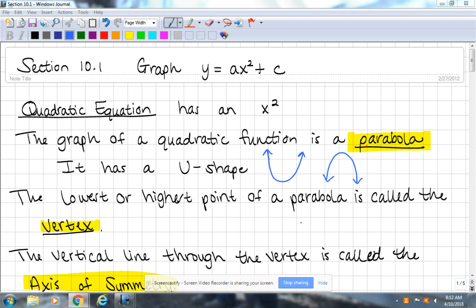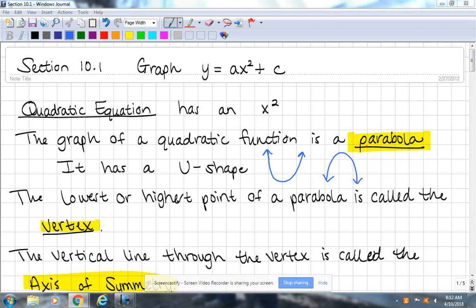This deals with quadratics, and a quadratic equation is an equation where the highest exponent is an x squared. So if you have an x squared and that's your highest exponent, then you have a quadratic equation. If you hear me say the word quadratic, I'm just talking about an equation that has an x squared in it. The graph of all quadratics is called a parabola. Say that word, parabola. Beautiful.